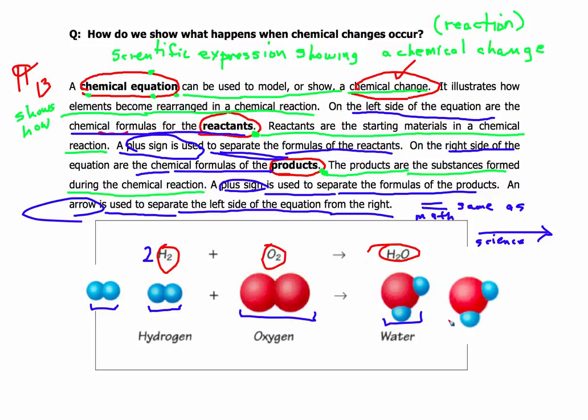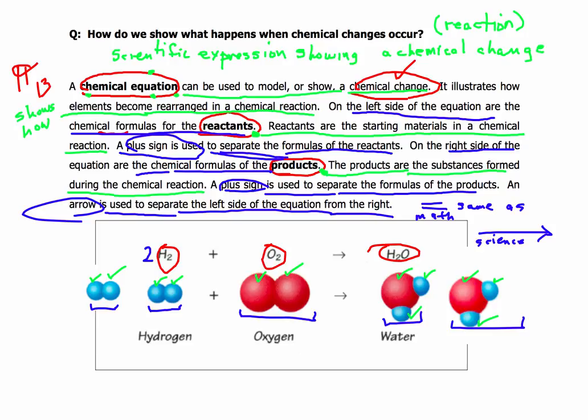And you can actually do the particle count. So doing the particle count is important. Let's just do that in green. So we have 4 hydrogen atoms, and here's 1, 2, 3, 4 hydrogen atoms. And then we have 2 oxygen atoms, and we have 2 oxygen atoms over here.